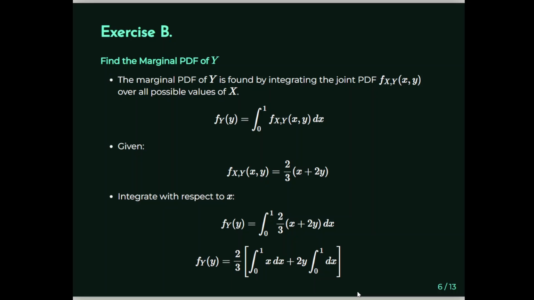And we have the integral from 0 to 1 of x dx, that's going to be x squared over 2, plus 2y dx. Now 2y is a constant as far as x is concerned, so we take the 2y out of the integral there as well. So we have an integral from 0 to 1 of dx, or 1 times dx essentially.